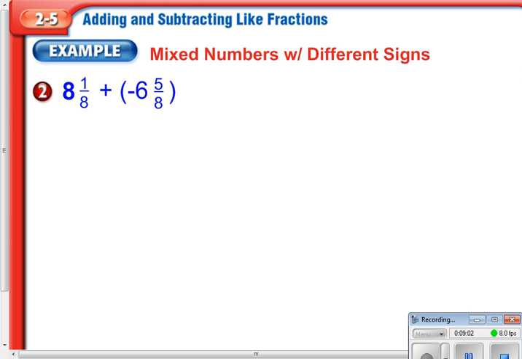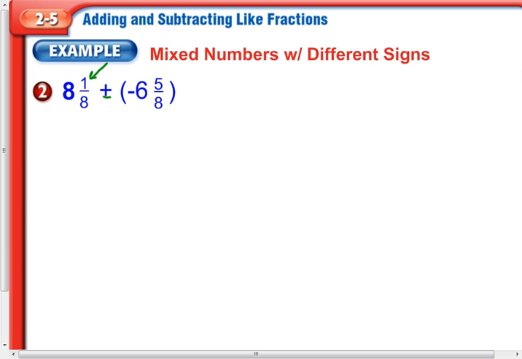So this is no longer 1. It is now going to be 9. So I would have 7 and 9/8. The 1 plus 8 is going to give me 9. Plus, and we have negative 6 and 5/8. Again, deal with your whole numbers. My whole numbers, I have 7 plus a negative 6. There's my whole numbers. My denominator, 8, stays the same.